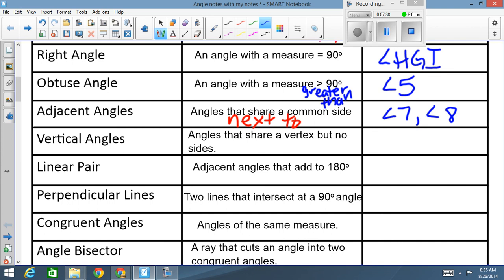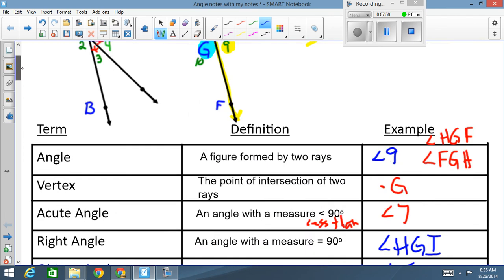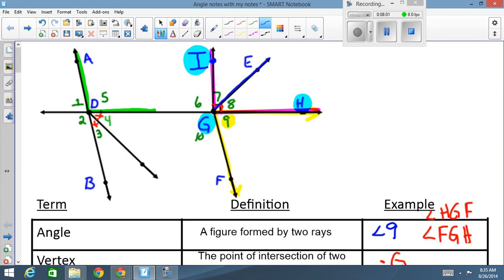Now vertical angles are a little bit more particular in that they share a vertex, but they do not share a side. And a big thing about these is that vertical angles are congruent. Vertical angles are congruent. You've got to get that in your head because you're going to see that a lot this year. So as I go up here and look for a pair of those, I'm looking for two angles that share a vertex, do not share any sides, and are congruent.